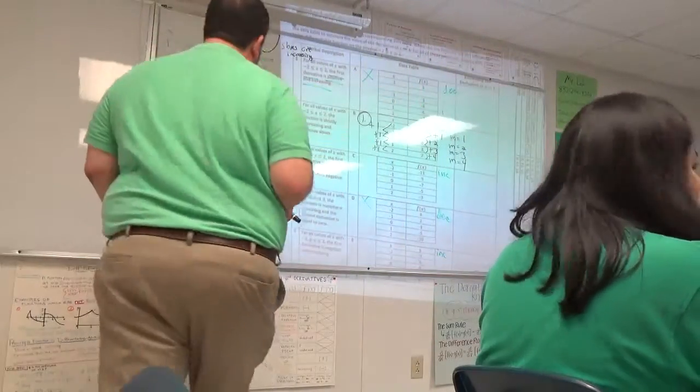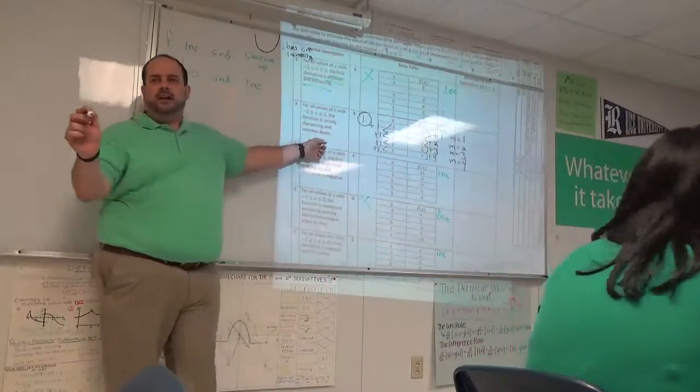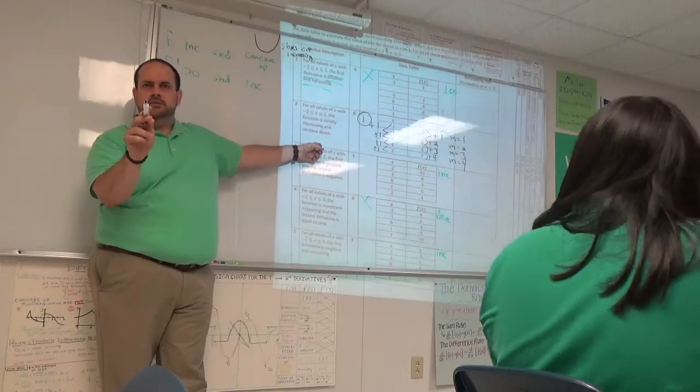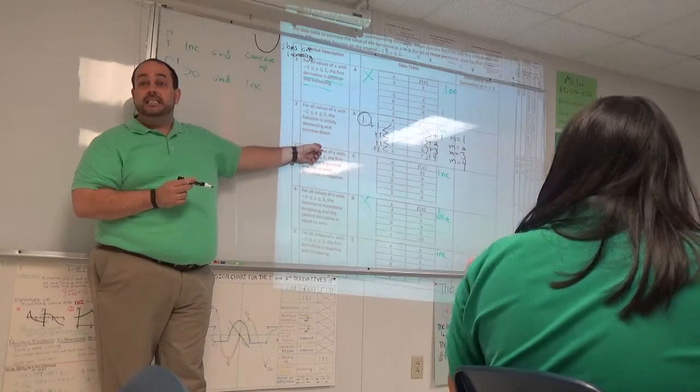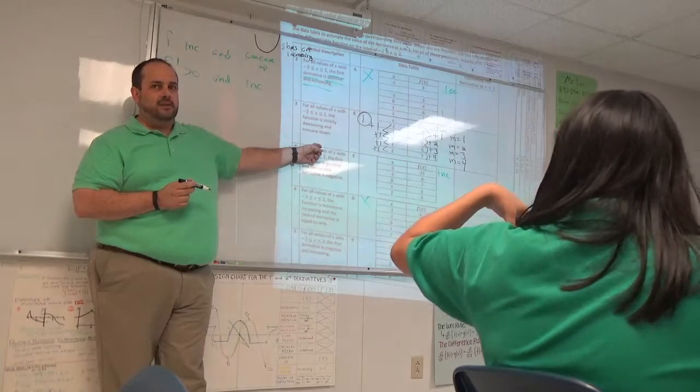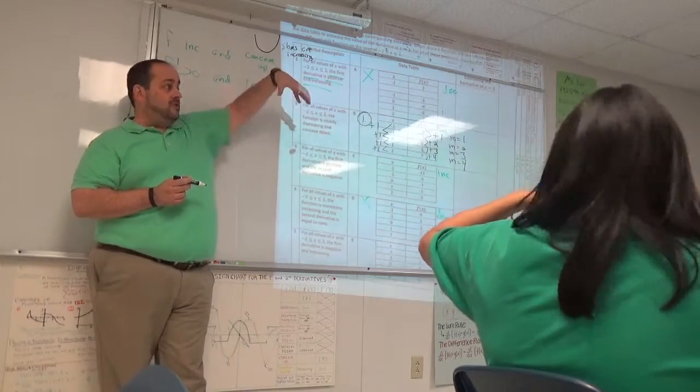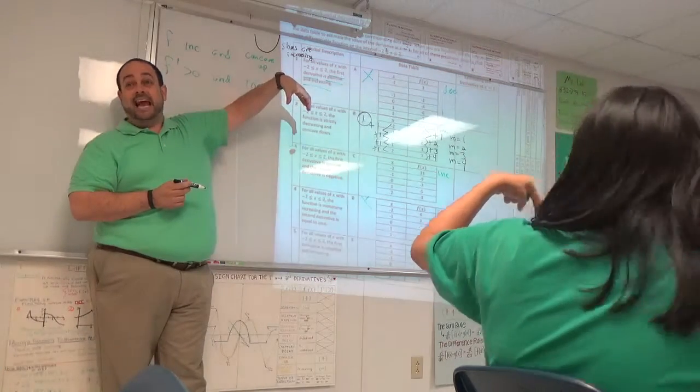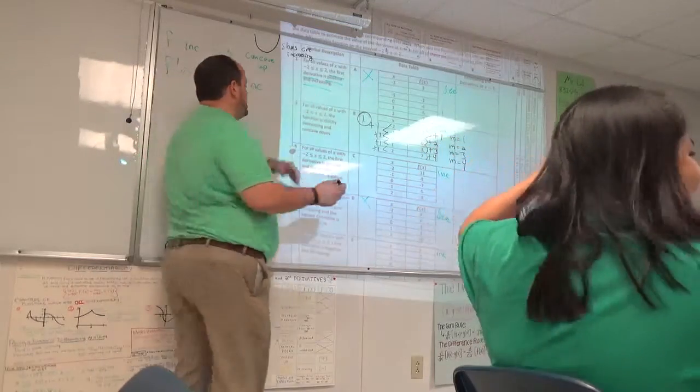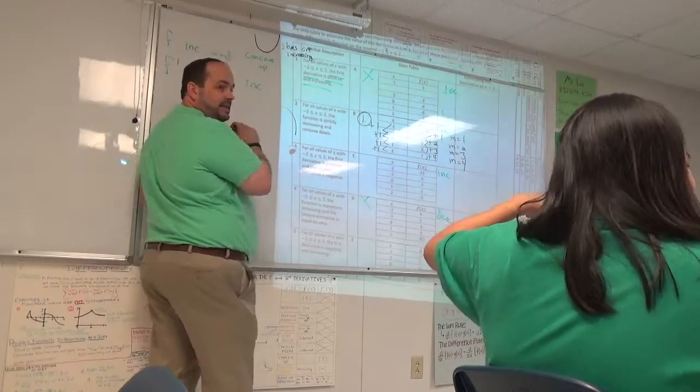Number 2, the original function is strictly decreasing and concave down. Can you guys show that to me in the air? Strictly decreasing and concave down. If you do that, that's concave down, but that's not decreasing. Decreasing concave down has to look something like that.